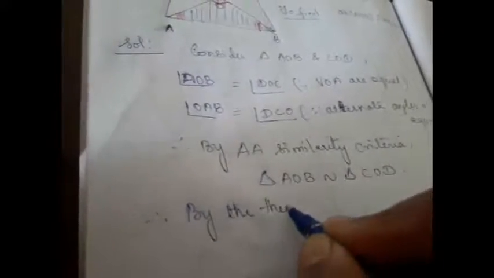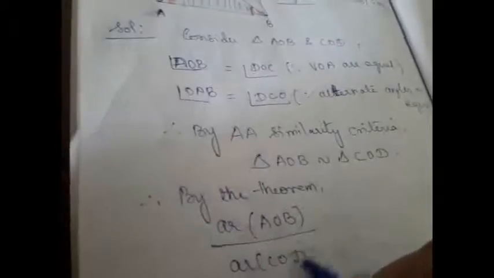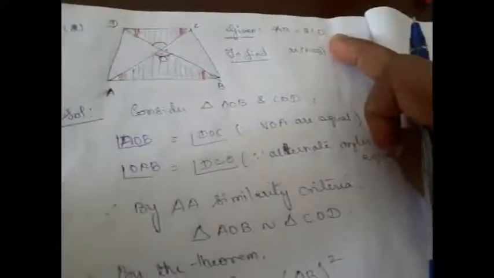Therefore, by the theorem, what do we know? Area of AOB divided by area of COD is equal to the square of the ratio of their corresponding sides. What side? If I take AB from this triangle divided by CD from this triangle, the whole square. Why have we written AB by CD? Why didn't we take AO by OC or DO by OB? Because we know some information about AB and CD. So that's why we have taken that, right?